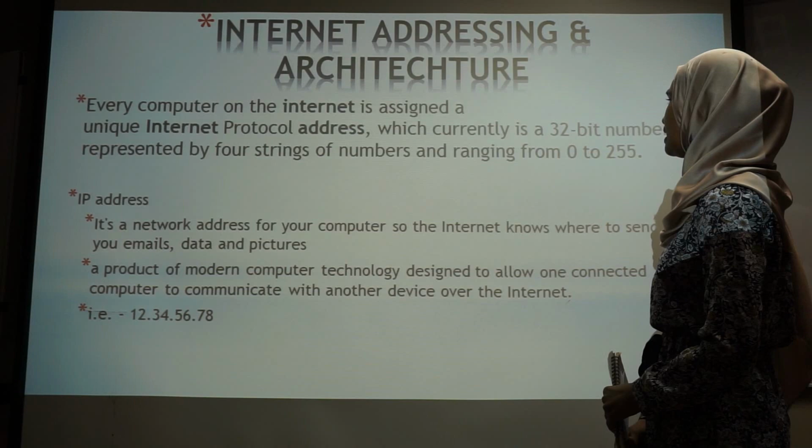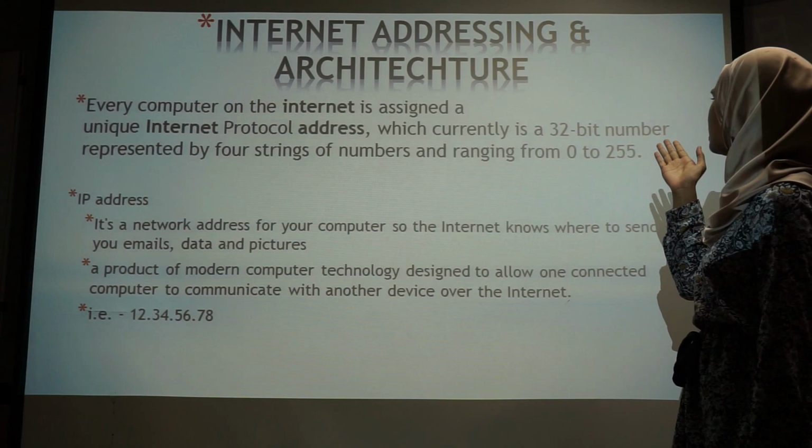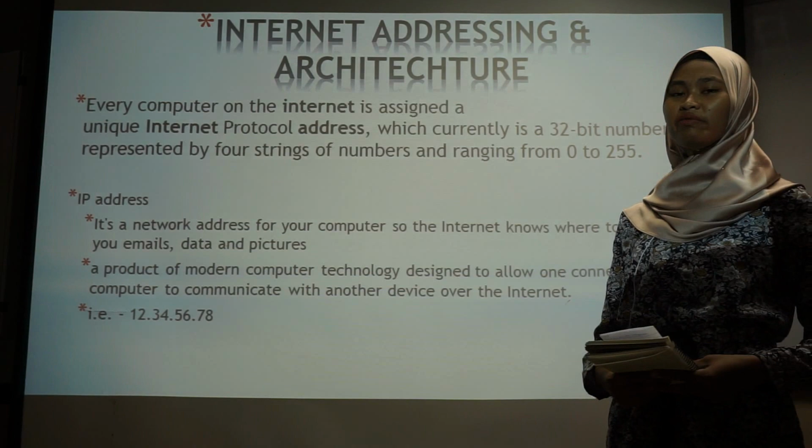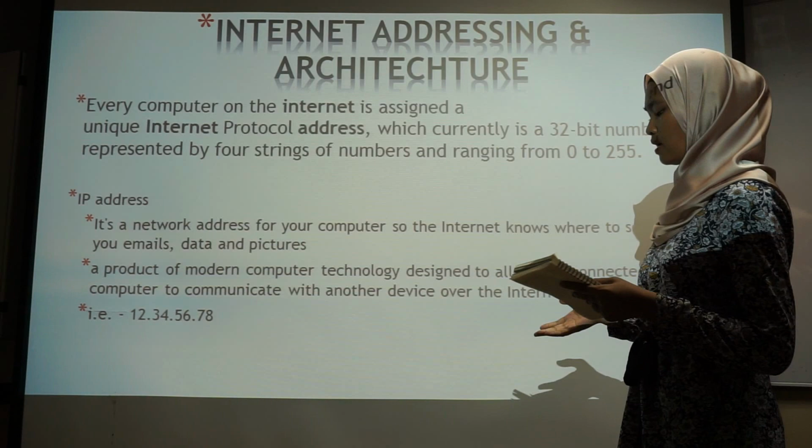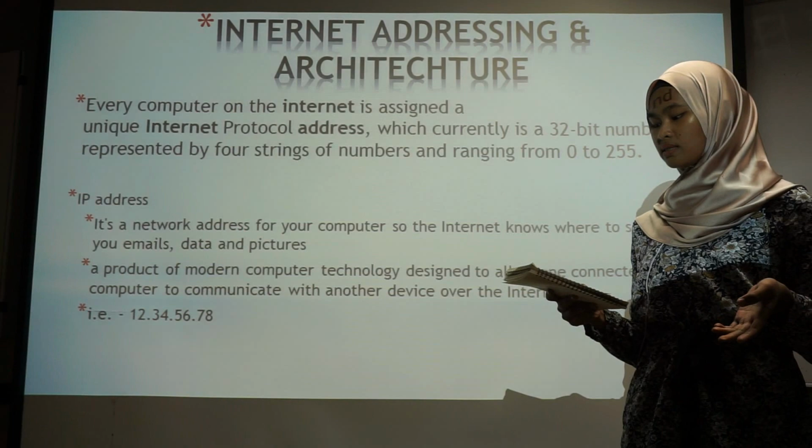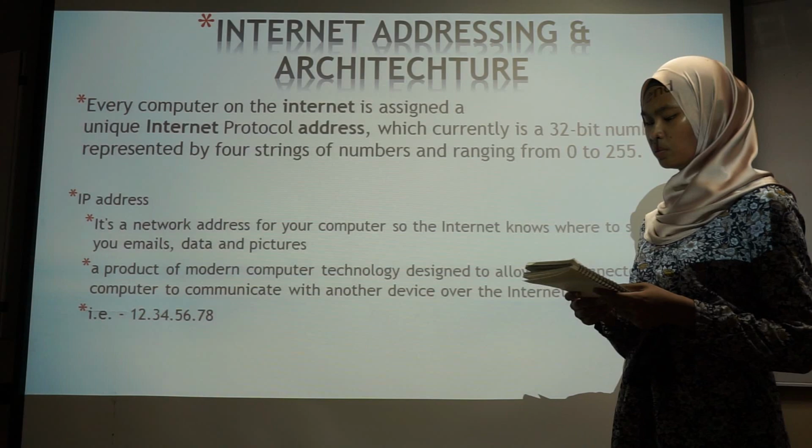Internet addressing and architecture. Every computer on the internet is assigned a unique Internet Protocol address, which currently is a 32-bit number represented by four strings of numbers ranging from 0 to 255. An IP address is a network address for your computer, so the internet knows where to send your emails, data, pictures, etc. Computers and other devices communicate using IP addresses to identify each other on the internet.